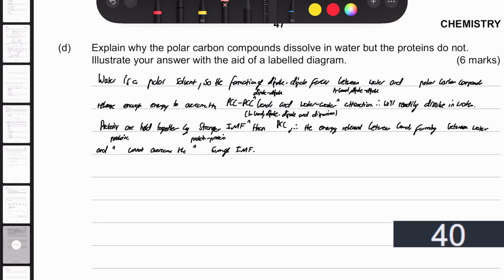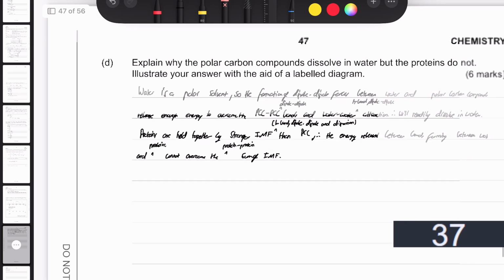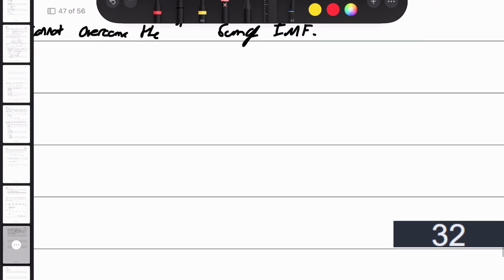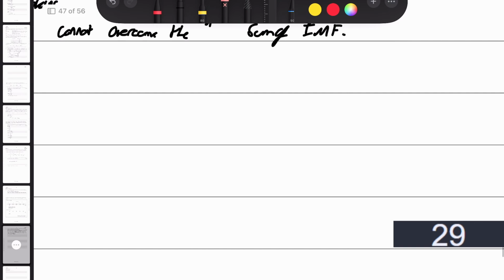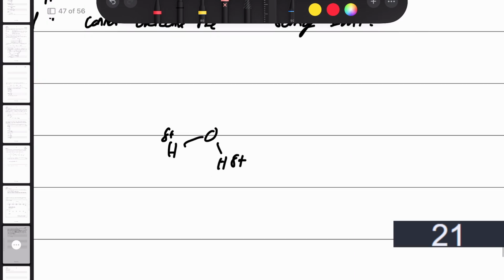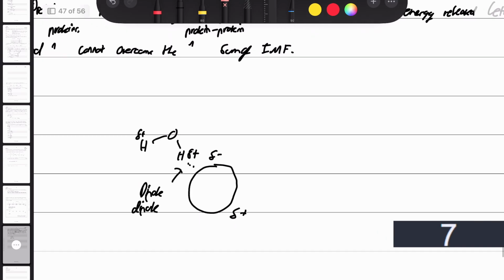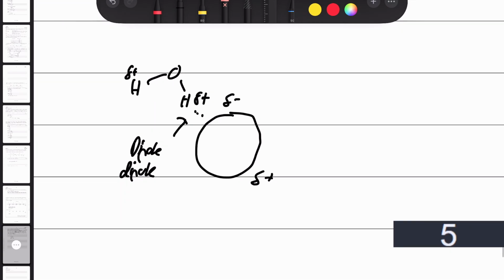Carbons, with the aid of a labeled diagram. How am I going to draw the compounds? Polar. Plus. And I have something here, and this region is delta minus, delta plus. This is dipole. I don't think that's it, chat. This is my polar carbon compound.